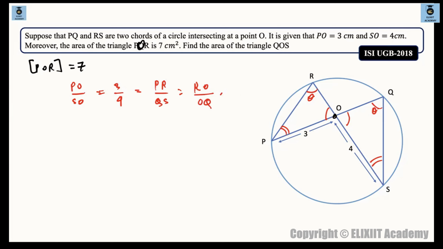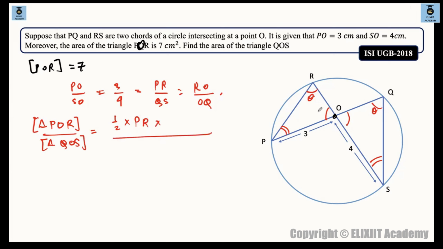ठीक है, तो what I can do, let's find the ratios of POR upon QOS. Area of POR divided by triangle QOS. ठीक है, areas. Let's find the ratios of these two areas. Ratio से क्यों जाएंगे, देखना यहां से. Basically, area of triangle POR is half into base into height. You consider the base of POR to be PR, ठीक है, into height of this triangle.